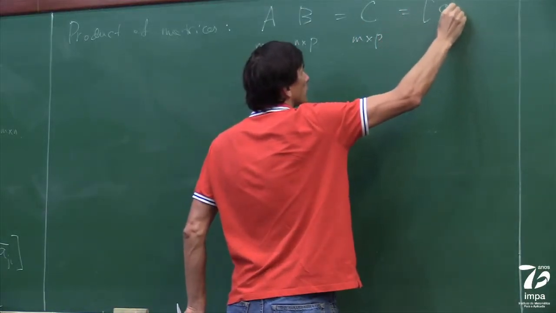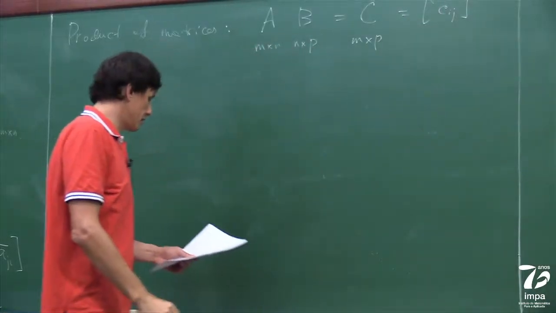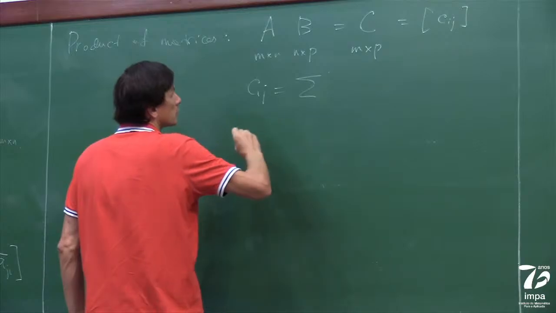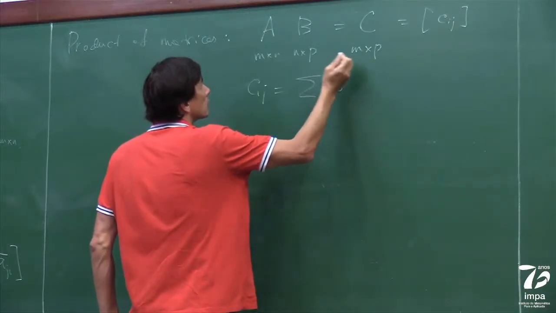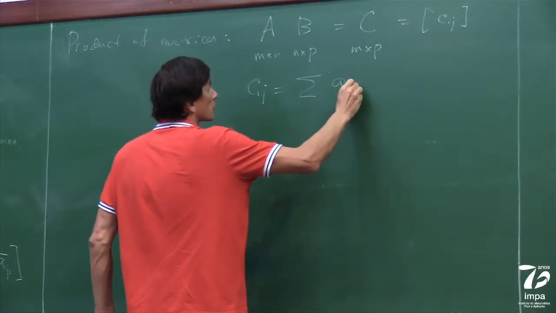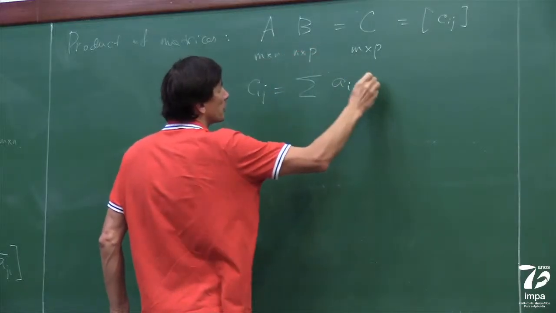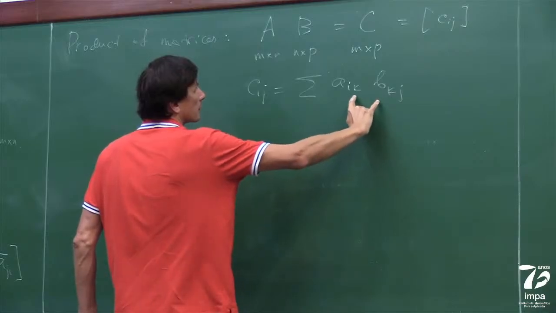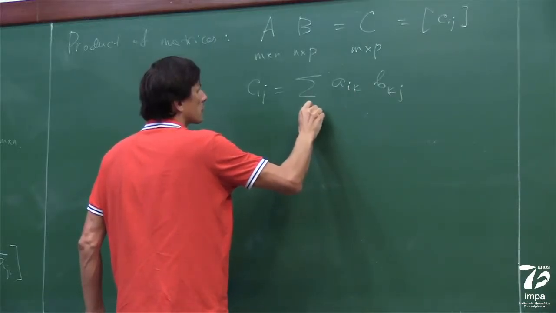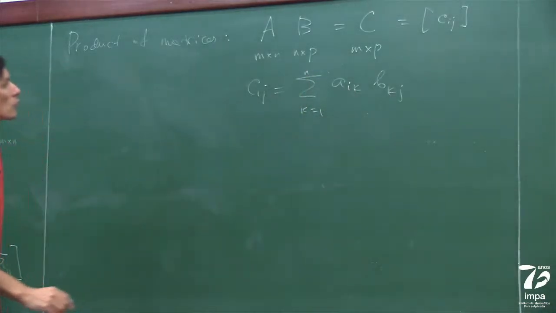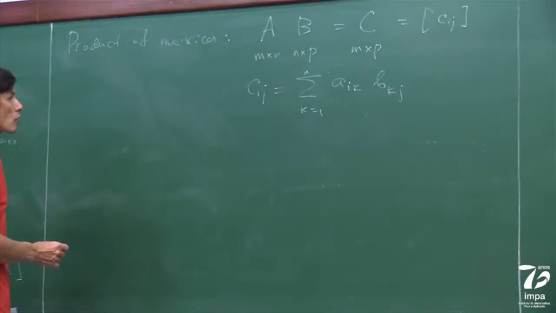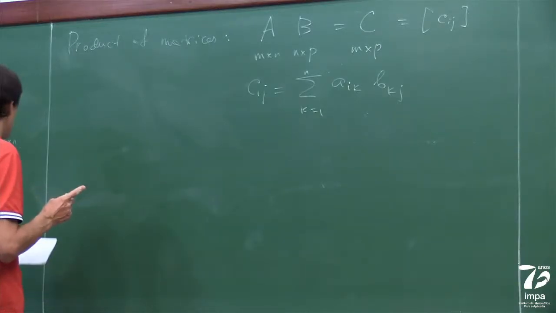Its elements are C_ij. The element C_ij you obtain by taking a product of A elements and B elements, where you sum over the adjacent indices. So this is how you take a product, if you remember.